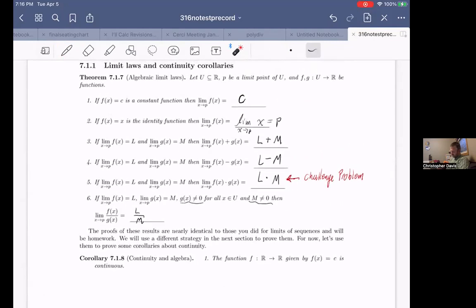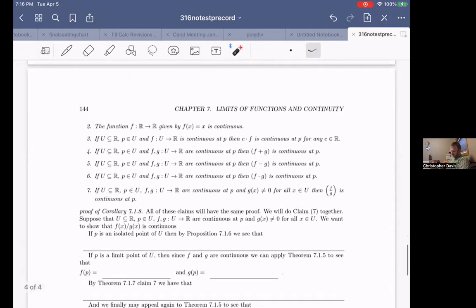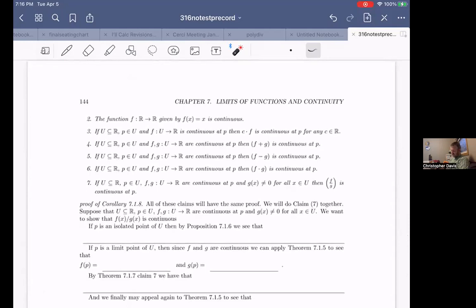Oh, the scalar multiplication rule didn't show up here. That's okay. It is for continuity here.